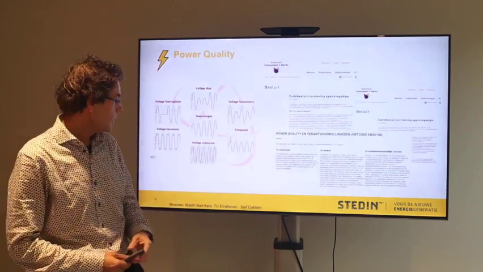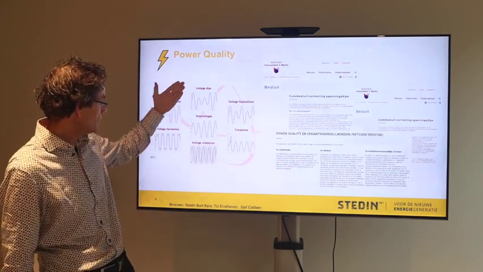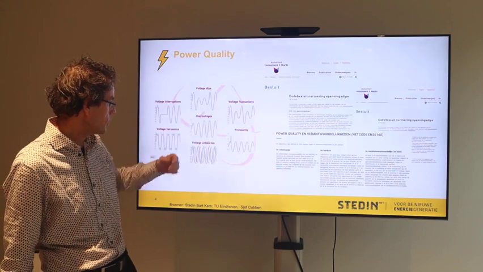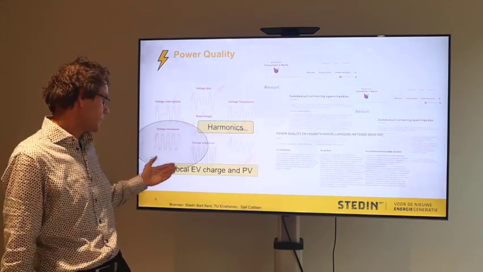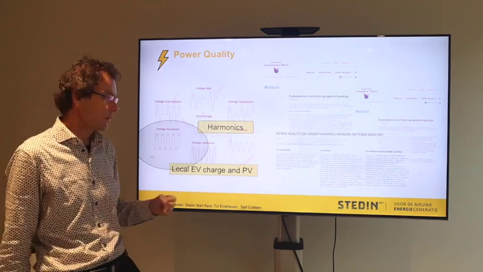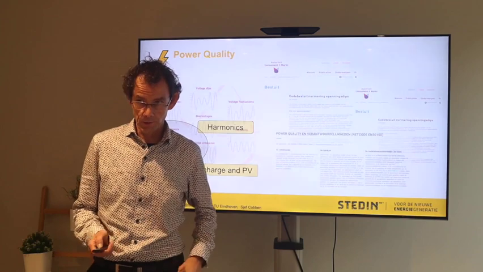Talking about power quality, as you know, we have a lot of power quality issues: voltage interruptions, voltage dips, overvoltages, transients and so on. But we are focusing more on the harmonics for today, related to the local EV charger, and I also talk a little bit about PV systems.